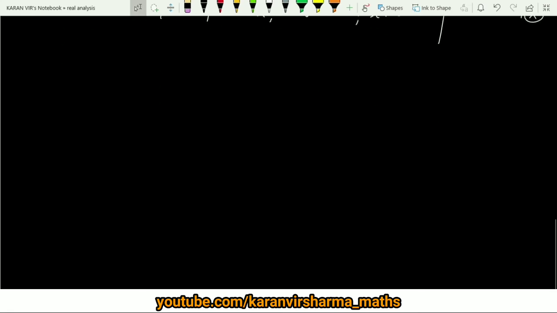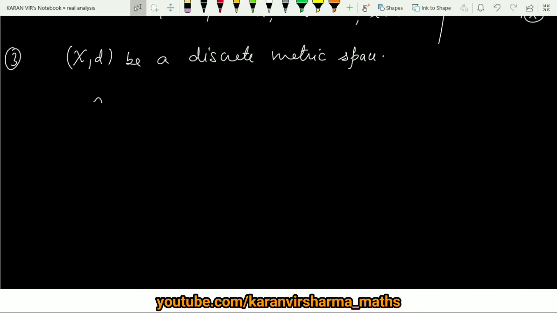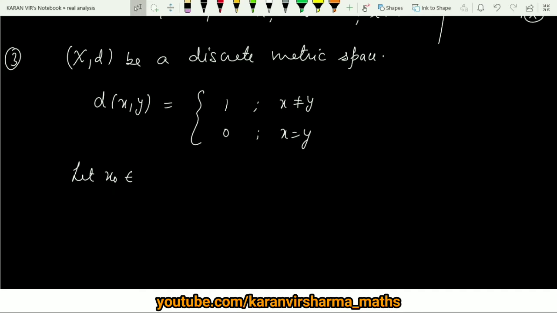Moving on to the third very interesting example, because here I am changing my space. Here I am considering (X, d) to be a discrete metric space. When we talk about discrete metric space, everything changes here, because it is already defined as d(x, y) is 1 when x is not equal to y, and when x equals y it is 0. Now if x0 is any point coming from X, that is a discrete metric space generally denoted as (X, d), correct?